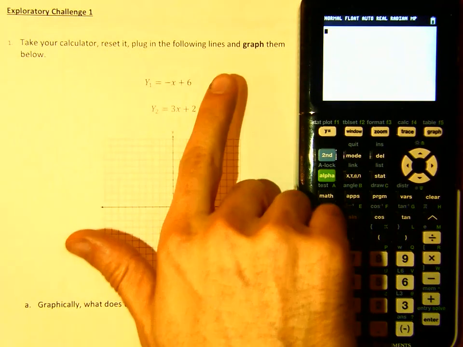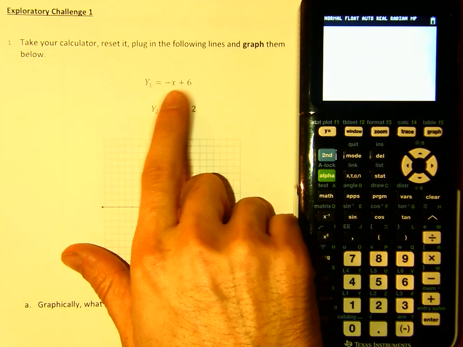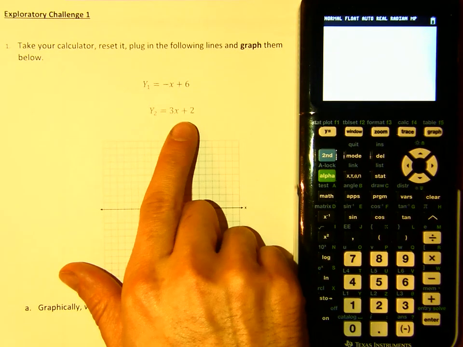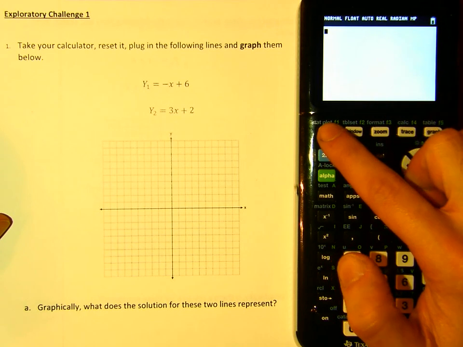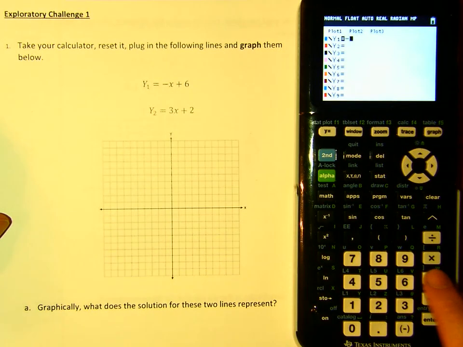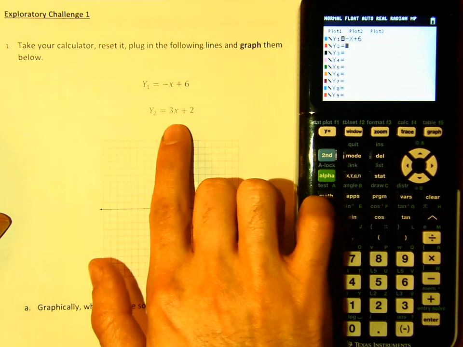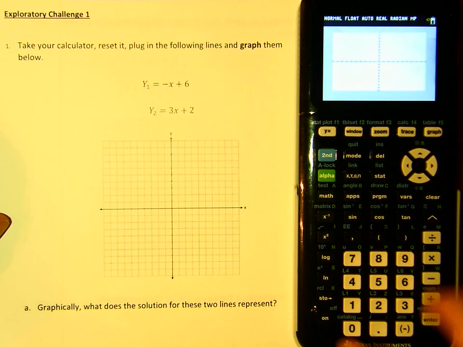Okay, so what do we want to do first? Let's graph these two lines. The first graph is negative x plus 6, and the second one is 3x plus 2. Let's just go into our calculator and do it. Here we go to y equals, and on the top, let's put in negative x plus 6. And for the next graph, let's put in 3x plus 2. Okay, and we hit graph.